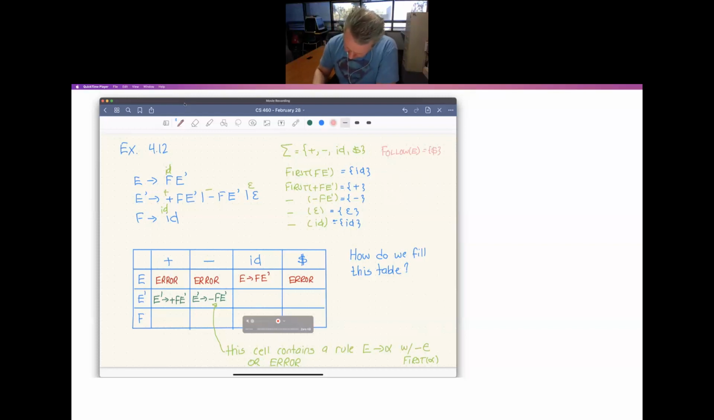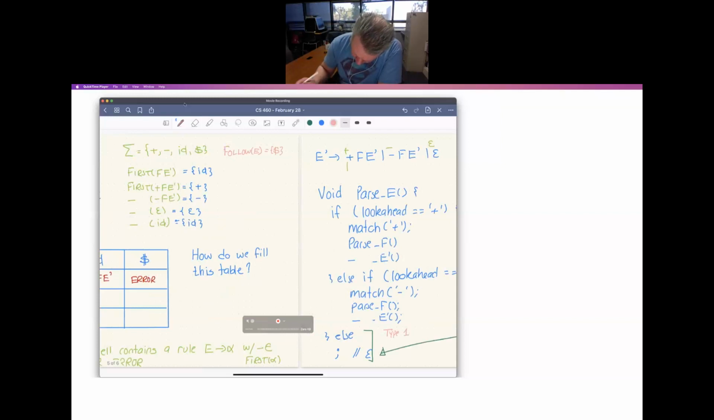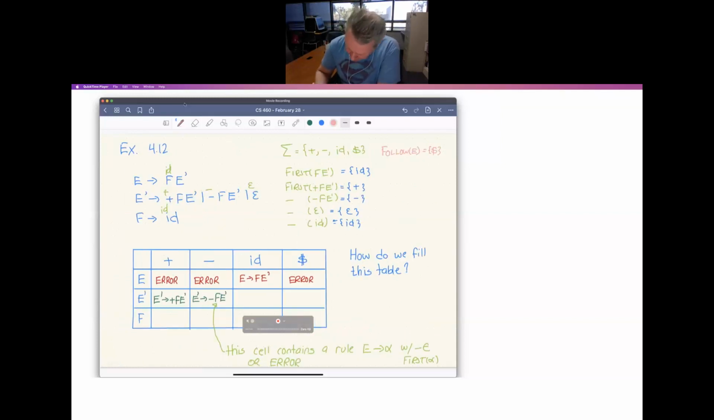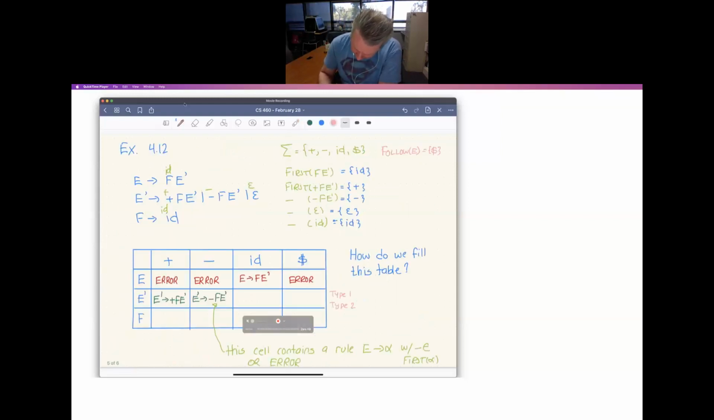So if we call this one here type 1 and type 2, then we could fill these in both ways. If we're doing it the type 1 way, then it's easy because it's just, hey, anything that's not filled in, so anything that didn't end up there and there, will end up here, and we'll just do epsilon transitions. So in the type 1 way, it's just E prime goes to epsilon, E prime goes to epsilon.